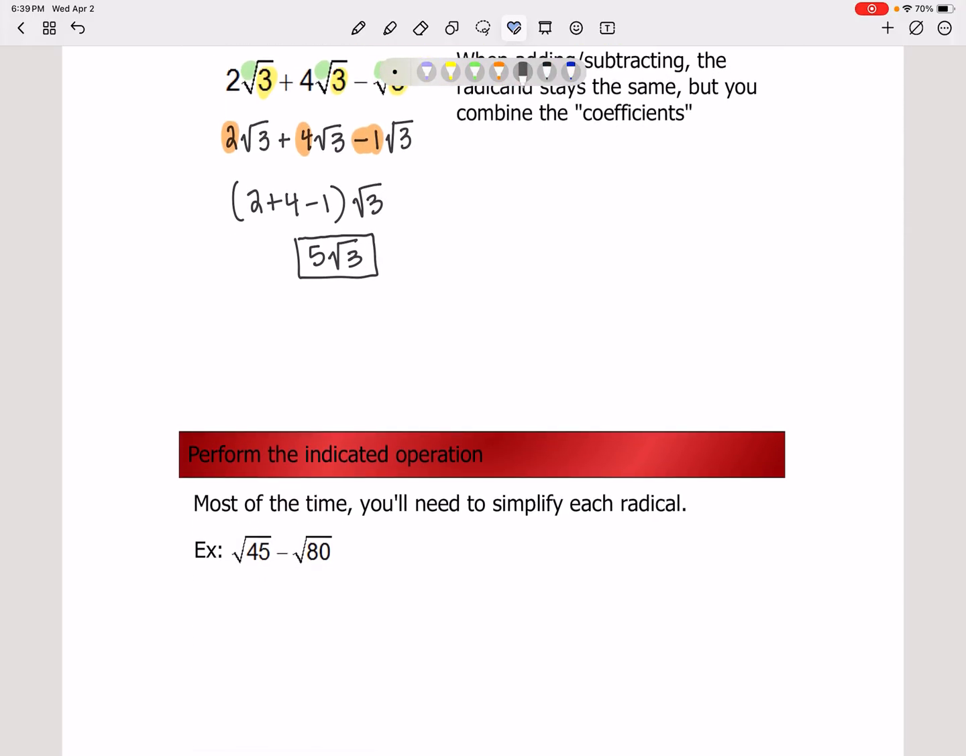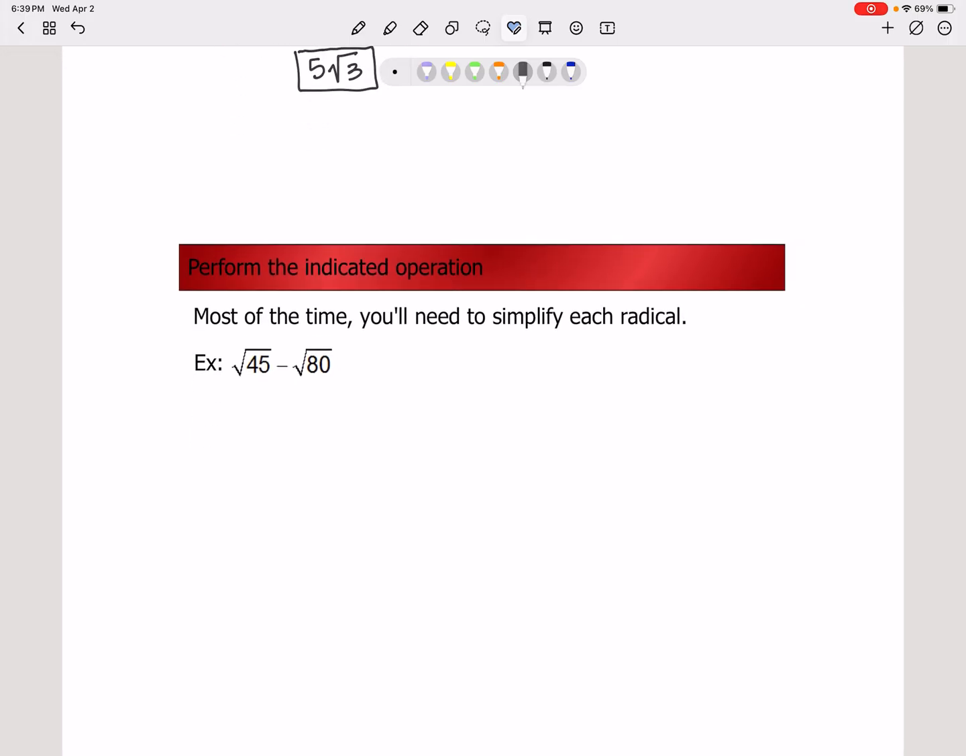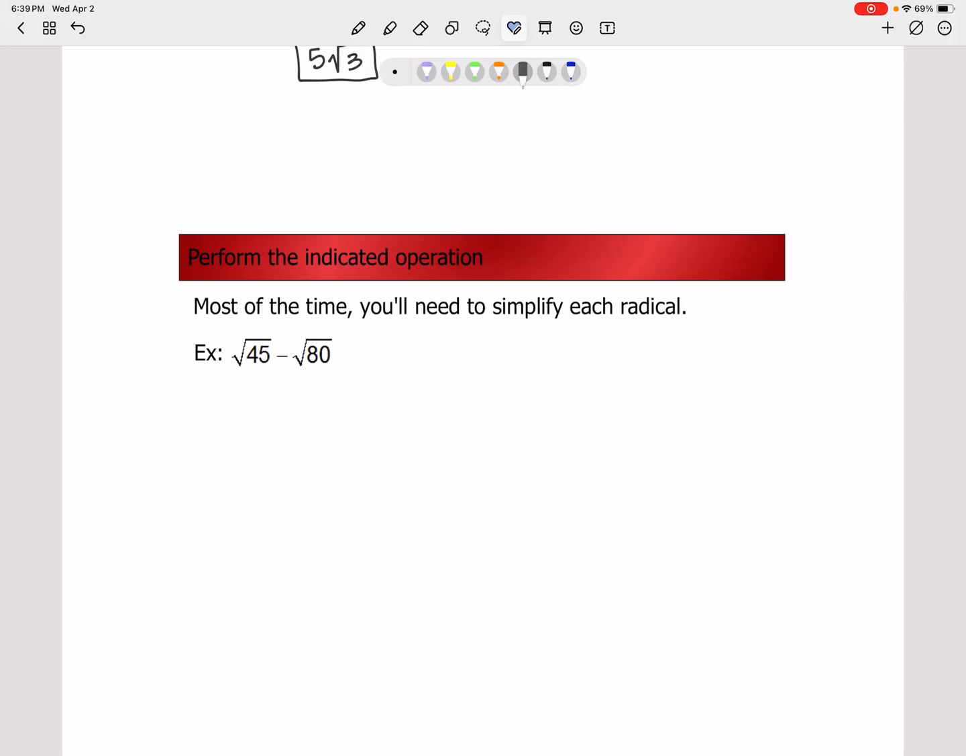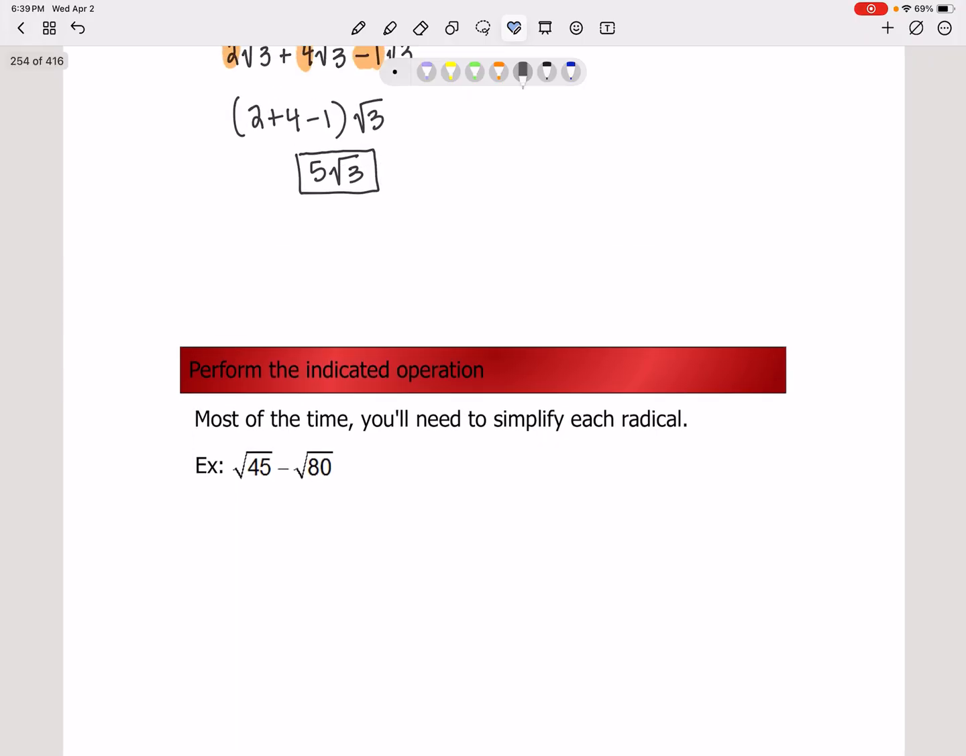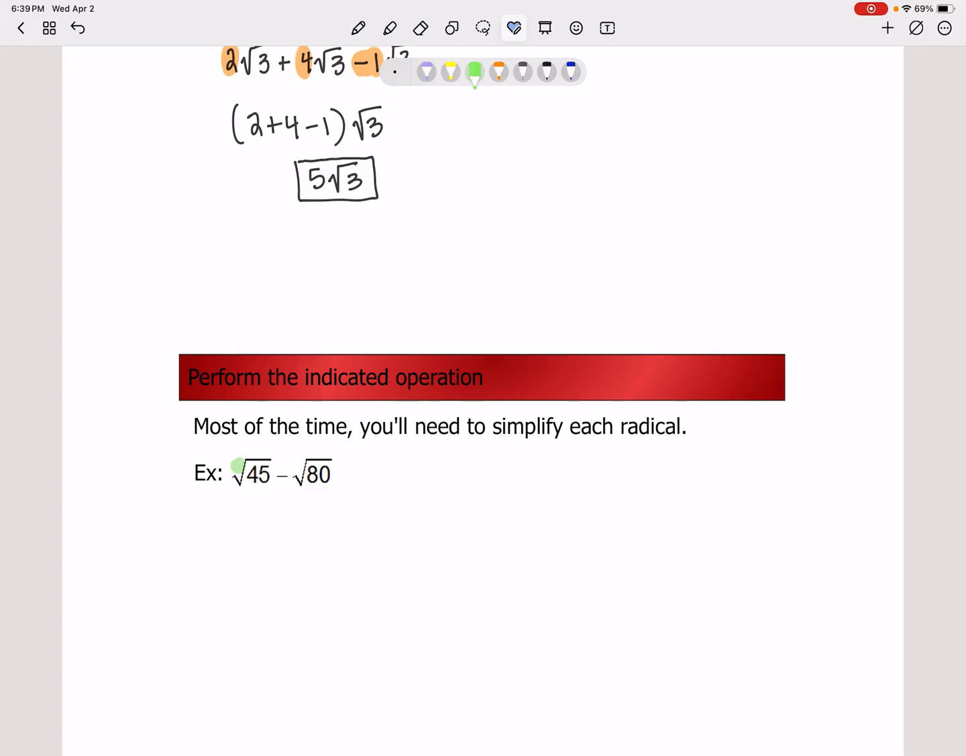Okay, let's try another one here. Now, most of the time, you'll need to simplify each radical first. So I've got the square root of 45 minus the square root of 80. These are both square roots. However, this time the radicands are different. Now when the radicands are different, we're going to have to try and break them down first.